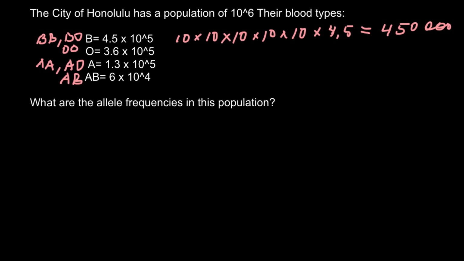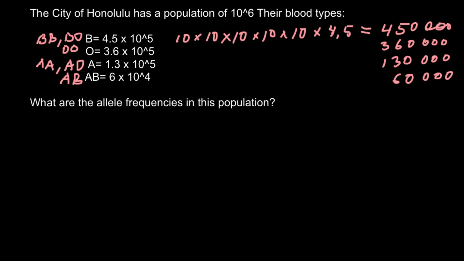So the answer here would be that 450,000 out of a million people belong to the phenotype B, and 360,000 people belong to phenotype O, and 130,000 belong to phenotype A, and 60,000 belong to phenotype AB.